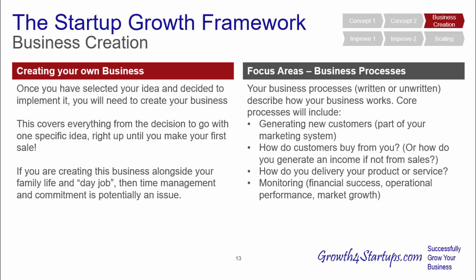The last area that I want to look at before we move on to improvement is business processes. Your business processes, whether they're written down or not, describe how your business works. Some of the core processes that you'll need to be thinking about are generating new customers, which obviously is going to be part of your marketing system. How do your customers buy from you? Or if they're not buying because you're using a different business model where you're getting sales from affiliate sales or advertising, then how are you going to generate an income if it's not from the sale?